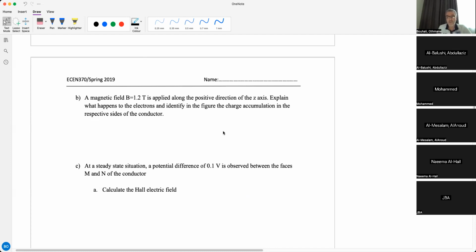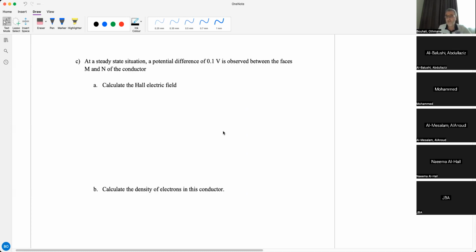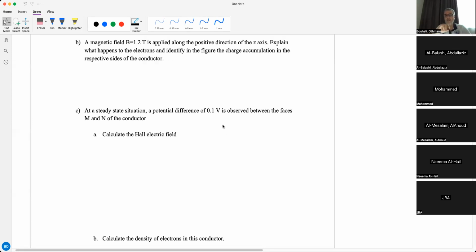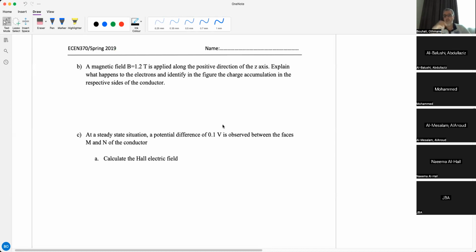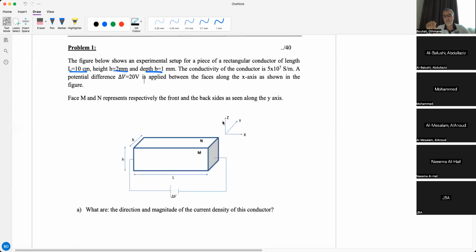And then the third question: at a steady state, a potential difference of 0.1 volt is observed between the faces M and N of the conductor. Calculate the Hall electric field, and then calculate the density of electrons in this conductor. You see, the first question has nothing to do with the Hall effect, just a conductor, where you want to calculate the current density, okay? And now in the second part, you apply the magnetic field, and then there is a Hall effect, and so on. So let's start with the first one. What are the direction and magnitude of the current density of this conductor? Who can tell me what the current density is?